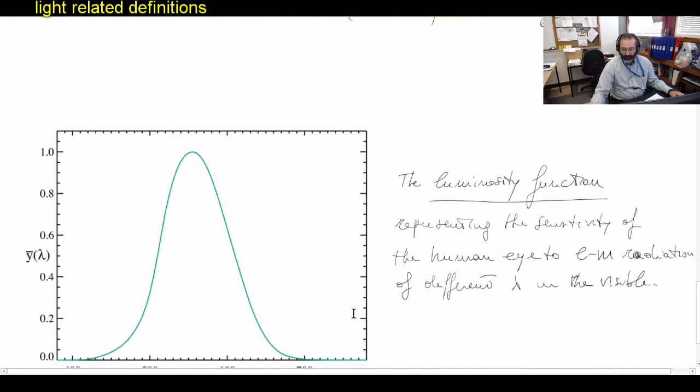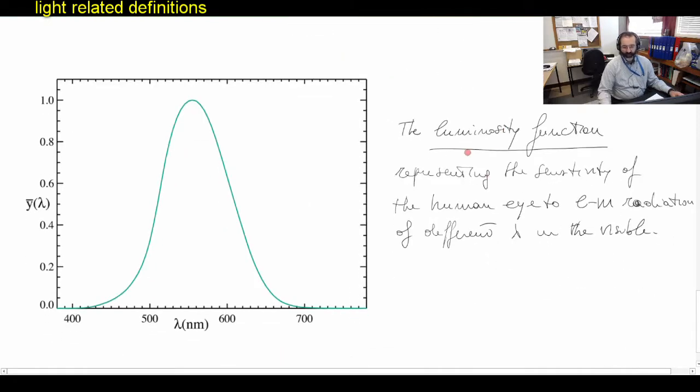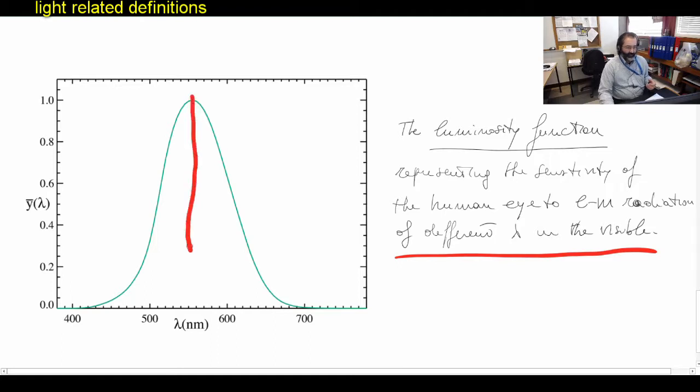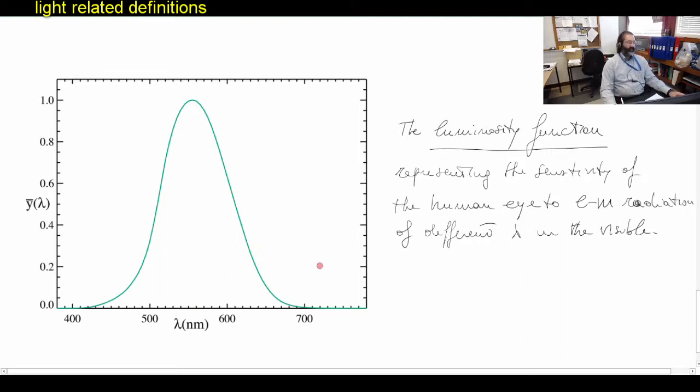And to conclude, the luminosity function I mentioned previously, which represents the sensitivity of the human eye to electromagnetic radiation of different wavelengths in the visible, is effectively this function here. As you can see, it's at lambda equal 555 that this function is 1, while obviously the sensitivity is smaller than 1 at wavelengths that are different from that.